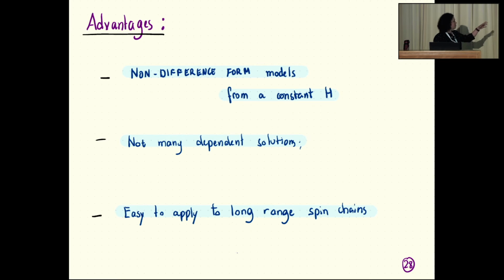But the thing we were quite happy about is that it's kind of easy to apply for long-range spin chains. With this trick of commuting with the Hamiltonian, you solve a few orders, you see which ones you can put to 0, and then you can just commute the transfer matrix with the Hamiltonian, and you can get the rest.